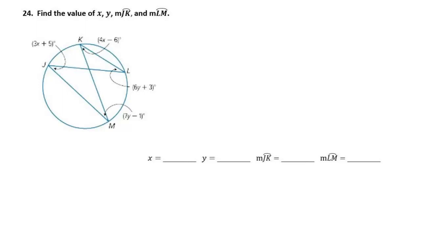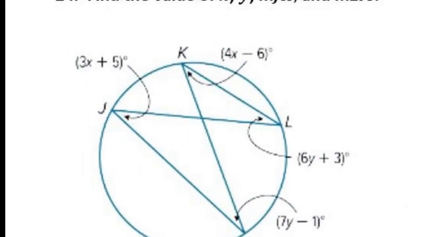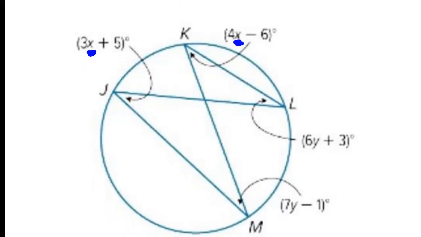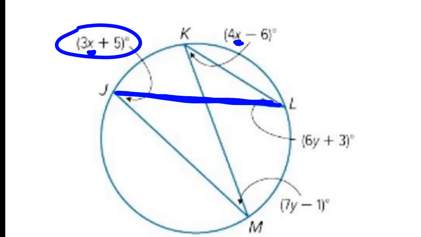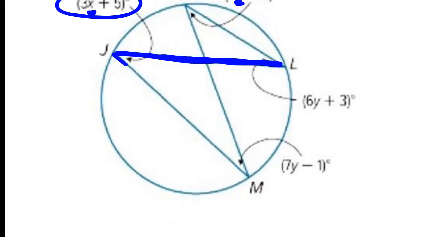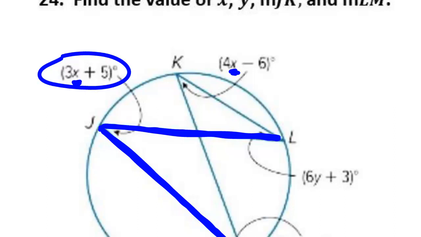We need to find x and y, the measurement of arc JK, and the measurement of arc LM. So where do you see x? 3x plus 5, and you said angle K, which is 4x minus 6. 3x plus 5 is the measurement of angle J. And so I'm going to trace over that angle here. So here's angle J. And the other x is part of angle K, which is this angle right here.